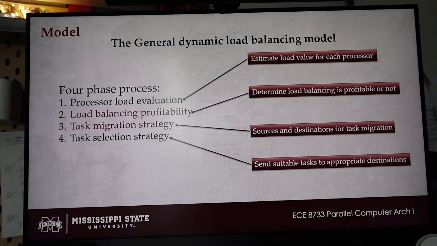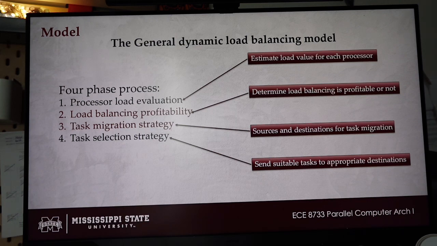This slide talks about the 4 phases of the general dynamic load balancing model. The first phase is processor load evaluation. It estimates the load value for each processor. And the second phase is load balancing profitability. This phase determines whether load balancing is profitable or not.